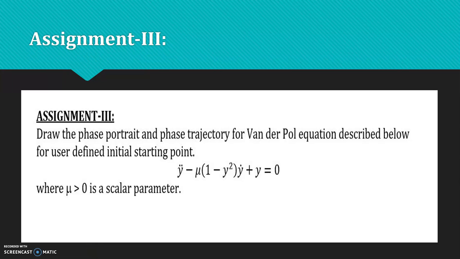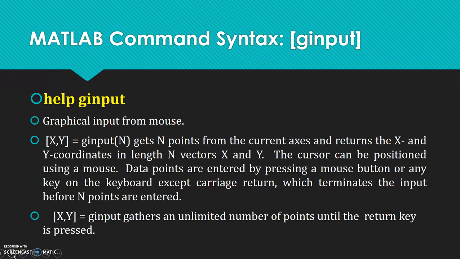For assignment 3, it is given to draw the phase portrait as well as the phase trajectory for the van der Pol equation, and the corresponding equation has been described below. Now, this assignment 3 is a combination of assignment 1 and assignment 2, and we are going to observe the existence of a limit cycle particularly for this case.